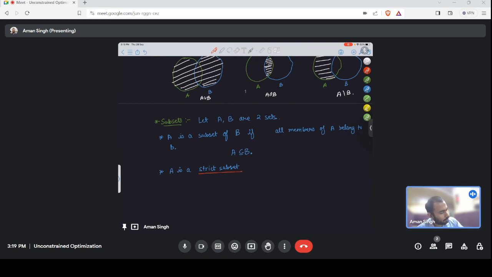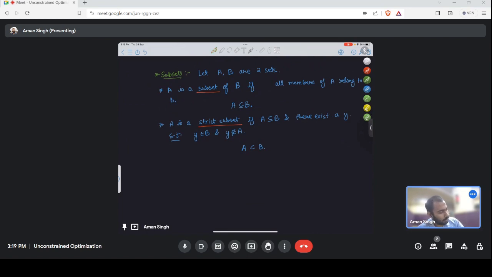So above it was subset. A is a subset of B, and there exists a y such that y belongs to B and y does not belong to A. So there is a member in B that is not in A, then A is the strict subset of B, and it is represented by A subset of B. Okay, I think that suffices for what subsets and strict subsets are.